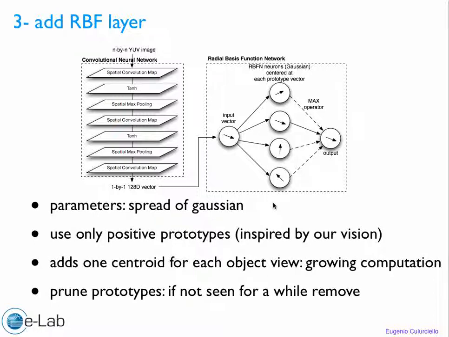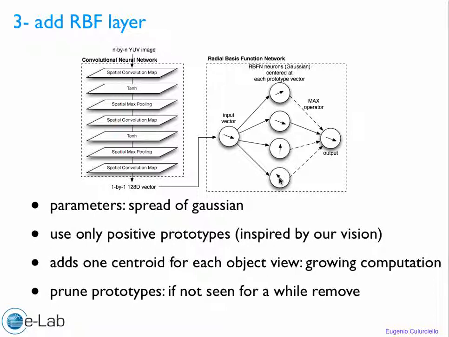The convolutional neural network, as inspired by our vision, should be able to differentiate between the object and the background. So we only included positive prototypes. Here we only have different views of the same object. The idea is that you add one prototype for every new view of the object.